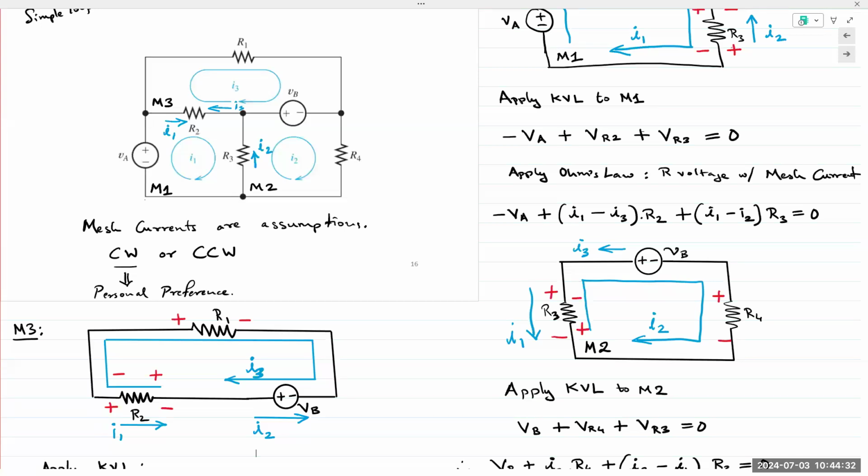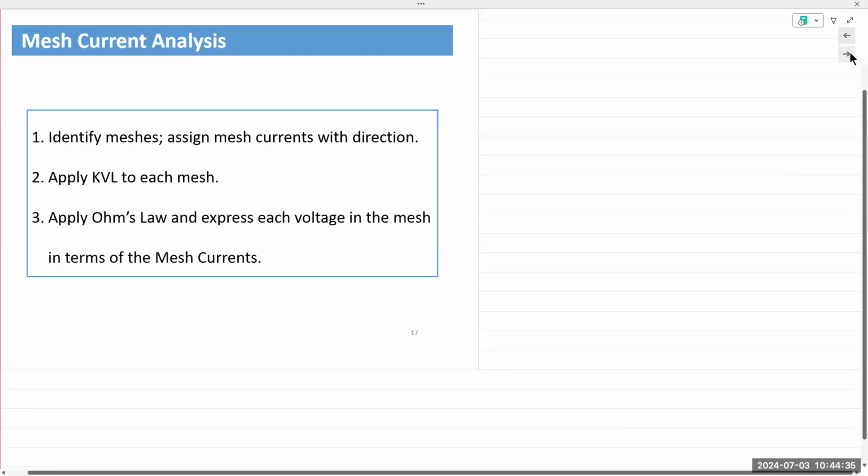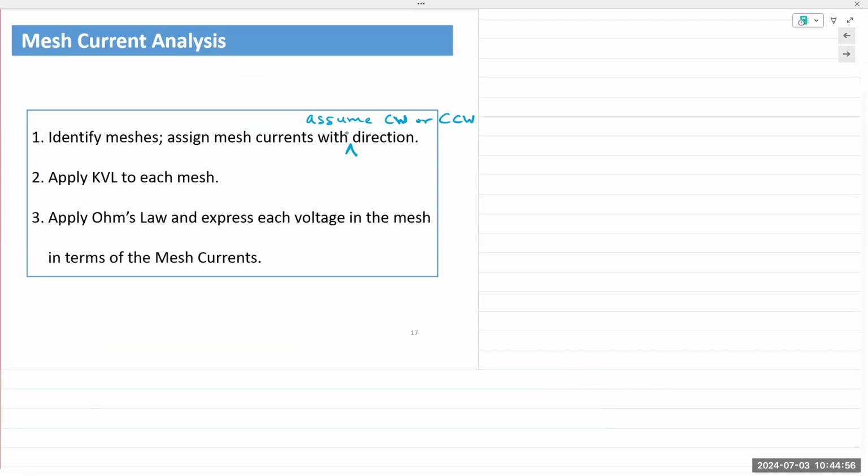Okay, so let's recap the steps. Identify all the meshes, assign mesh currents, and assume the current direction. Assume clockwise or counterclockwise, it doesn't matter. Then you apply KVL to each mesh. You write out the voltages, apply Ohm's law, and express each voltage in the mesh in terms of the mesh currents. If you wish to keep things simple, be consistent, choose all currents in the same direction, meaning all currents as clockwise or all currents as counterclockwise.